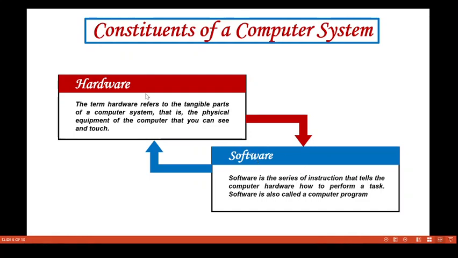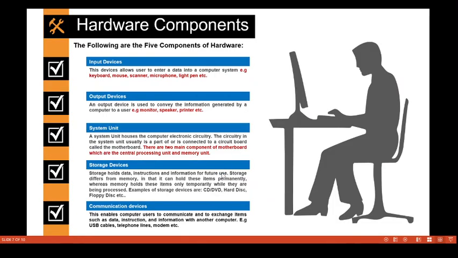Any physical part of a computer system that you can see and touch is the hardware, and anything that is giving an instruction to the hardware on how to perform the task is what we call software. Then these are the hardware components that we have. The following are the 5 components of hardware. I categorize the hardware into 5 because we have hundreds and thousands of hardware devices.